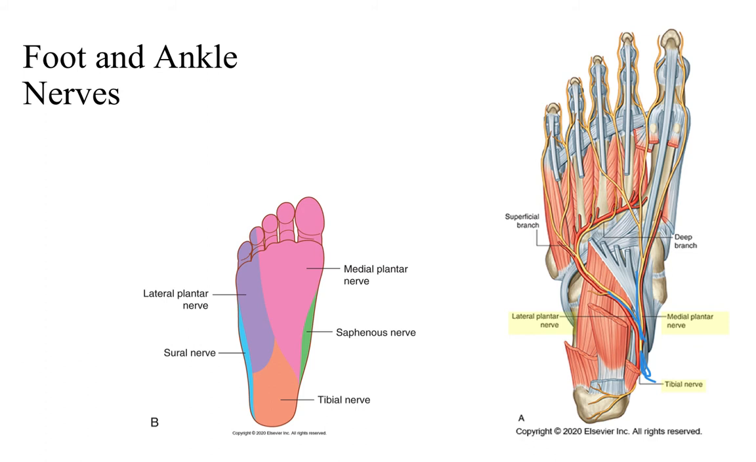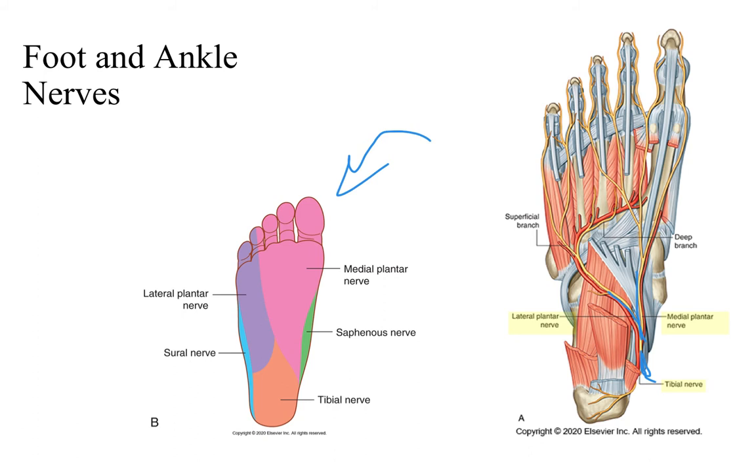And we saw all the muscles which the lateral is innervated and which the medial is innervated. And so that was the motor function of these nerves. But the sensory function is shown right here in the picture of cutaneous innervation.